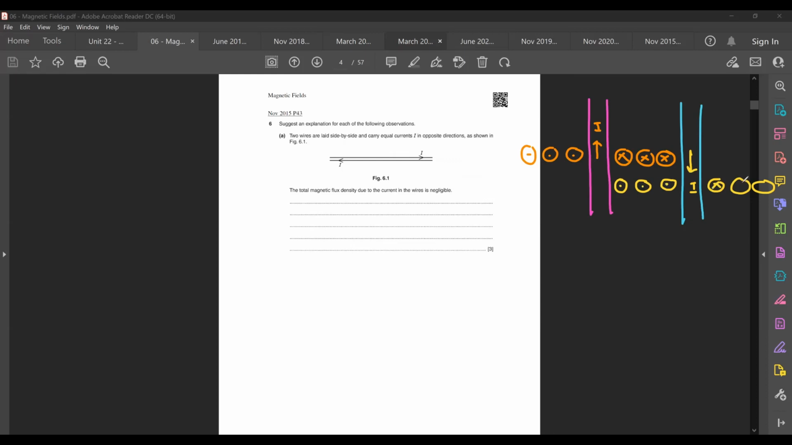On the right hand side, it will be magnetic field going into the plane of the paper. Okay. Now you see, if I have a separation D here, some sort of separation between them, what can I say about this particular region? Wait, am I doing this correctly? Yeah, this one is current going opposite direction, right? The total magnetic flux density due to the current is negligible. Why are they? Oh, okay. I drew this one wrongly, sorry.